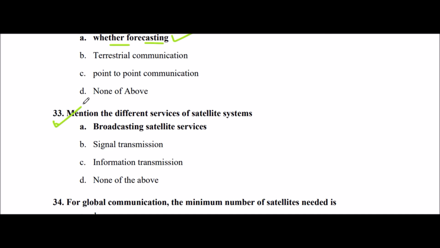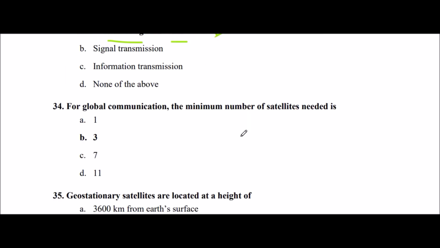So my dear, there are three types of communication services that satellites provides, and they are: first one telecommunication, second one broadcasting satellite service, and third one data communication. But in these options, broadcasting satellite service is only present. That's why here correct answer is option A, broadcasting satellite service.